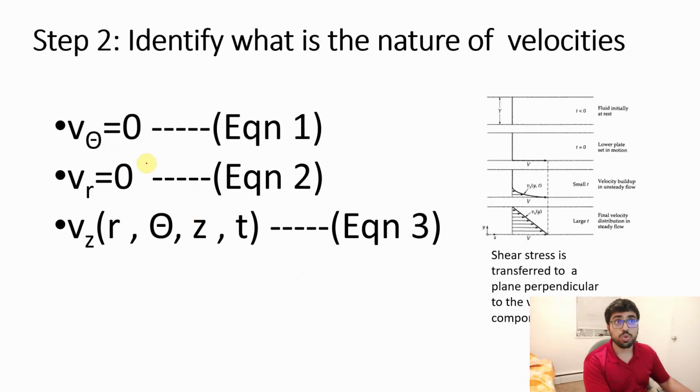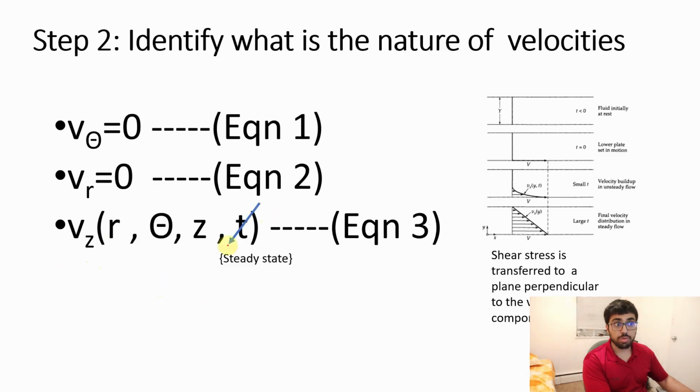Okay, so step 2. We need to identify the nature of the velocity. What I'm basically trying to say is we need to identify which velocities are 0 and which are not. In this particular problem, it is clear that v theta and vr are 0 in cylindrical coordinates, and we are calling these equation 1 and equation 2, right? And we have vz. I'll call it vz, but in some countries like the United States they call it z, but I've been using z all my life, so make note of that. And vz is a function of r, theta, z, and t.